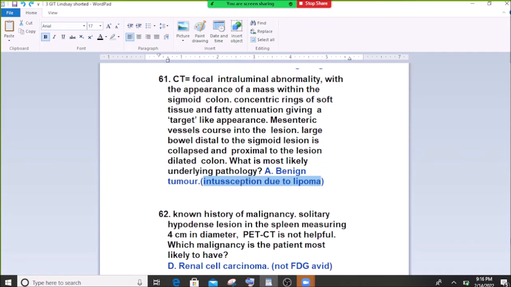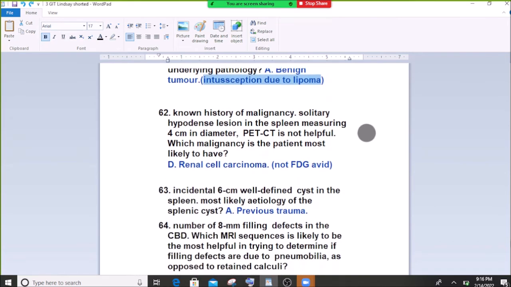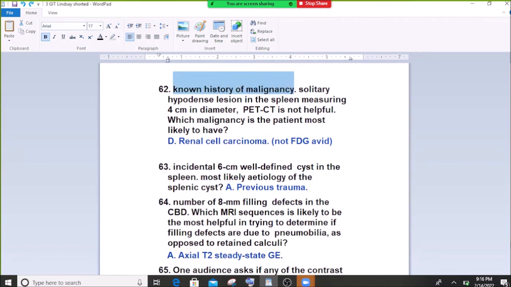Lipoma is a benign tumor. No known history of malignancy, solitary hypoechoic lesion in the spleen measuring 4 cm in diameter. PET CT is not helpful. With malignancy, the patient is most likely to have renal cell carcinoma, because renal cell carcinoma is not FDG avid, does not show FDG uptake.